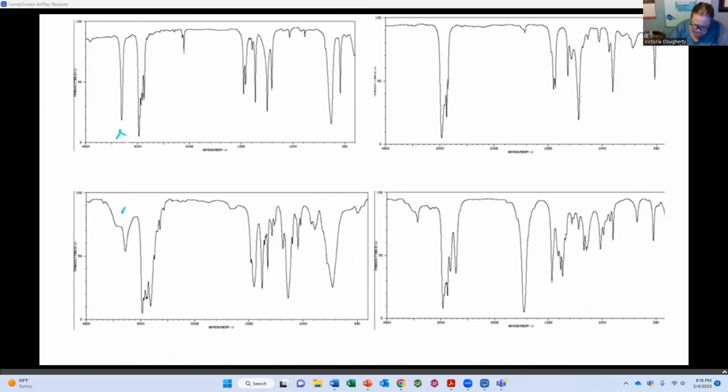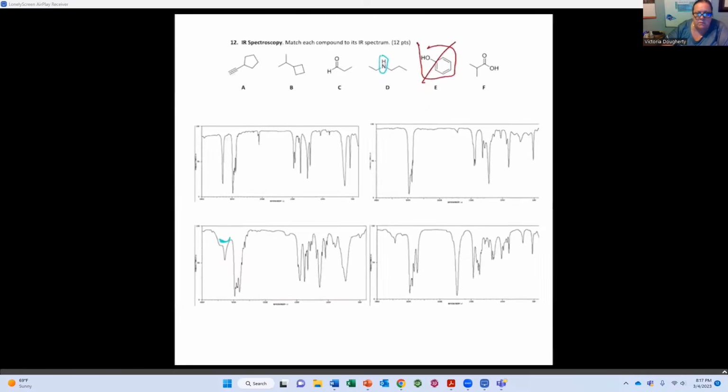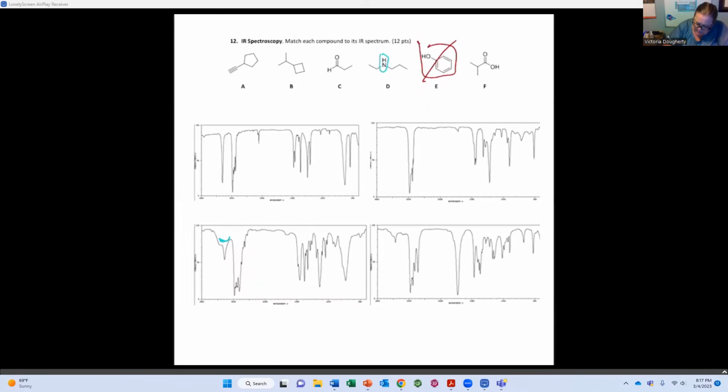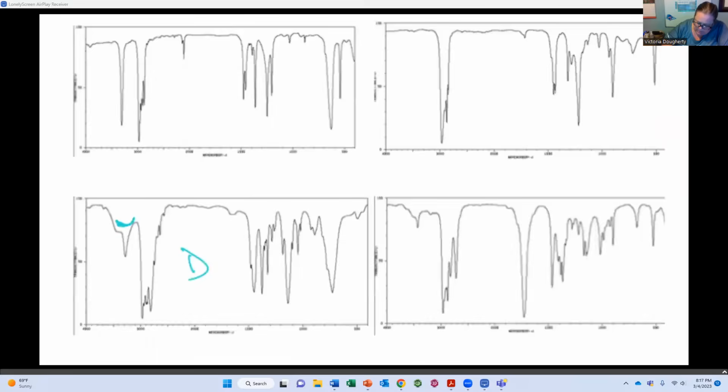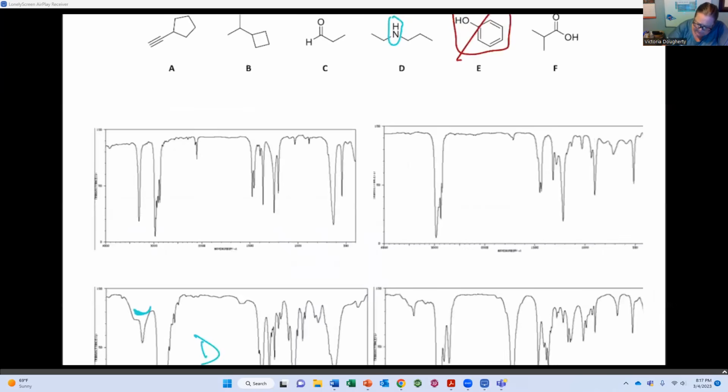No. You see how you have this, it's what's called an overtone here. Okay. That's indicative of an NH or an OH peak. Sometimes. And so this is my NH peak right here. Everything else is pointless. D. So let's go back to this first one. What is this? Well, I have this guy right here at about 2100. I have this guy here at about 3300. And so I know that I must have a terminal alkyne. So this is A.